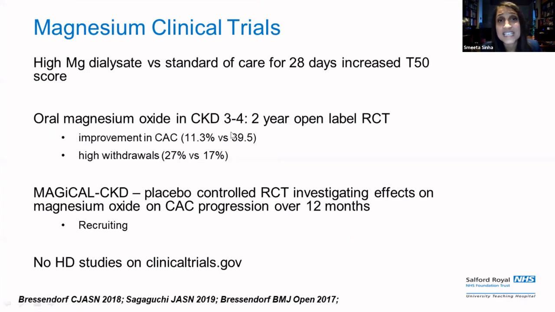People have looked at it in CKD, so trying to get there before patients end up on dialysis. And this was a CKD 3 to 4 2-year open label study. And again, some promise. Look at this, an improvement in coronary artery calcification, 11.3% versus 39.5%. Magnesium gives you diarrhea, so unsurprisingly quite a high withdrawal rate, but not as bad as I'd have thought.